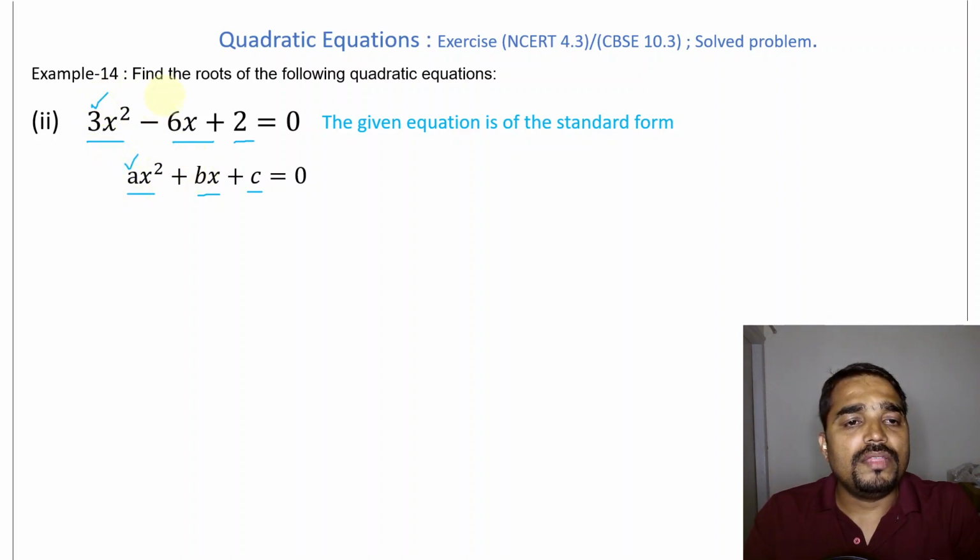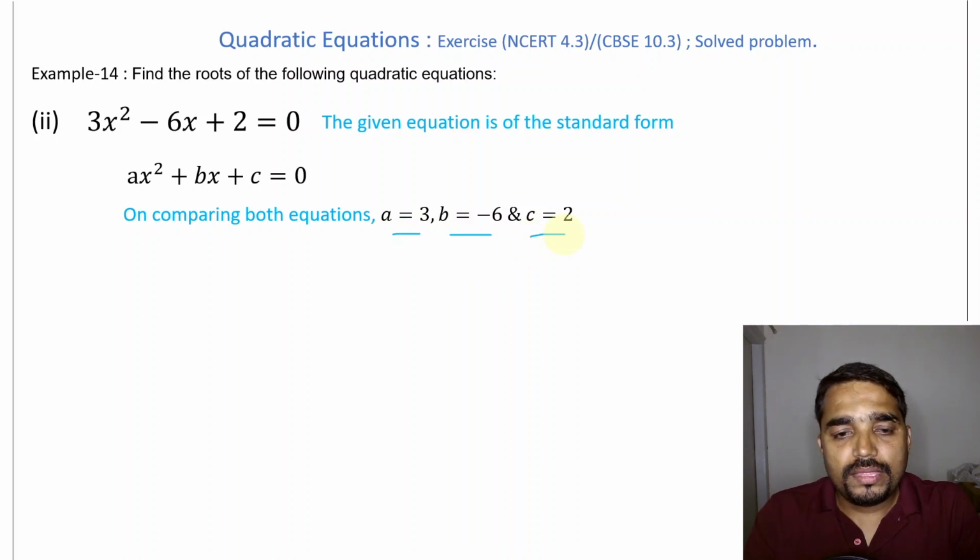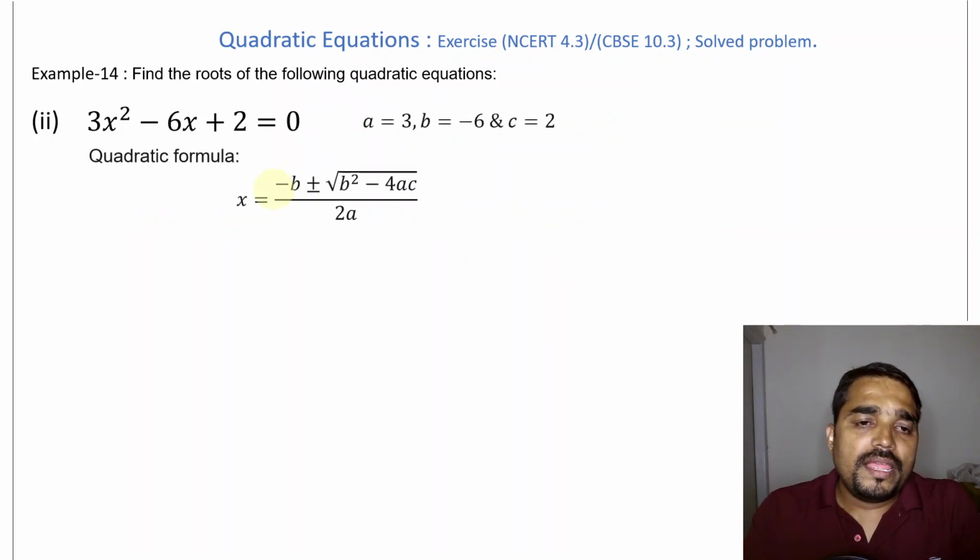Wherever there is b, there is minus 6. Wherever there is c, there is plus 2. Therefore, on comparing both, we've got a is equal to 3, b is equal to minus 6 and c is equal to 2. In order to find the value of x, let's use quadratic formula. Quadratic formula says x is equal to minus b plus or minus square root of b square minus 4ac whole divided by 2a. Now, wherever there are a, b and c term, let's substitute by plus 3, minus 6 and plus 2 in the formula.